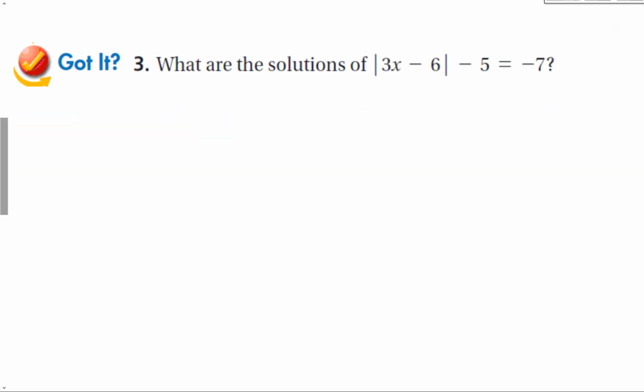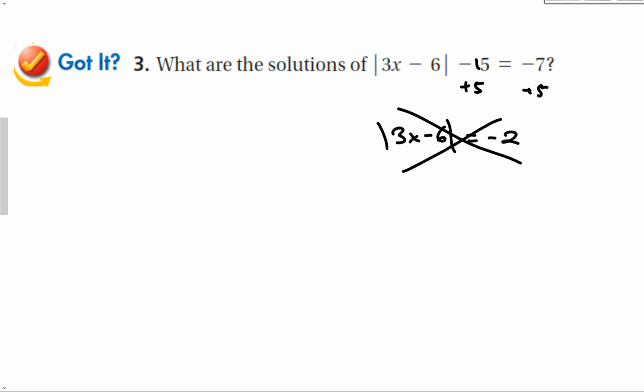Just got to be careful and pay attention when doing these problems. Add 5 to both sides. We have the absolute value of 3x minus 6 is equal to -2. Can't do it. Once the absolute value is isolated, you cannot have it be equal to a negative number. Before it's isolated, if this was maybe -15, this would be okay, because when we add 15 to both sides, we get a positive number on the right-hand side. So you can't just look at this number right here. We have to isolate the absolute value first and then decide if this has no solution.